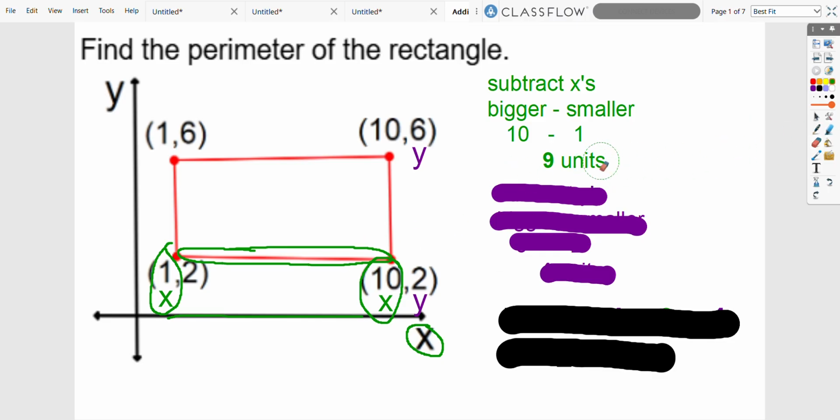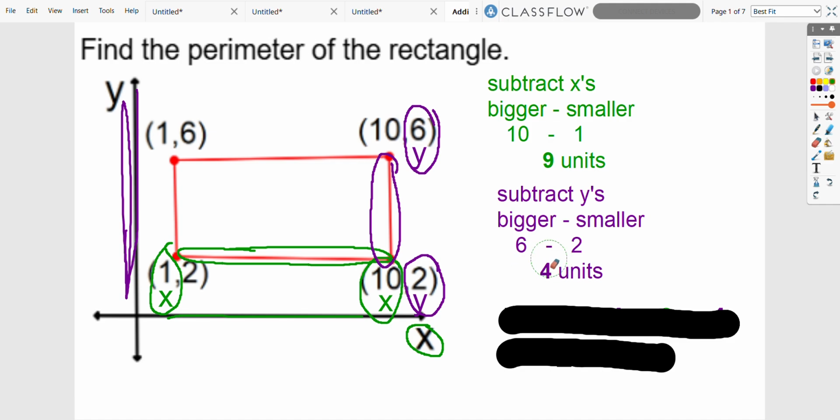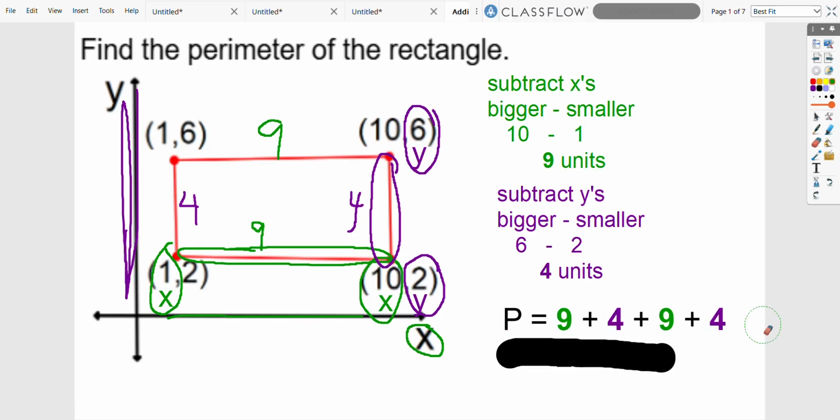And now, to get the line that goes up and down, we notice that that is the same direction as the y-axis. Since that's the same direction as the y-axis, we are going to subtract the y values. We always do the bigger minus the smaller number. 6 minus 2 gives us 4. So we know this side is 4, which makes this side 4. We know that the bottom side is 9, which makes the top one 9. And so when we add those 4 together, 9 plus 4 plus 9 plus 4 gives us 26 units.